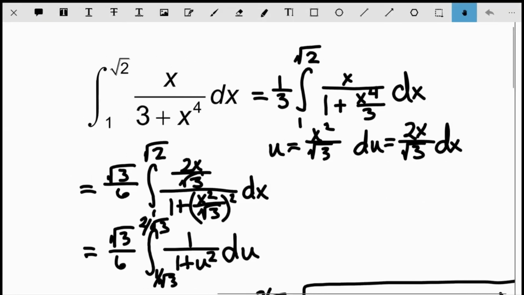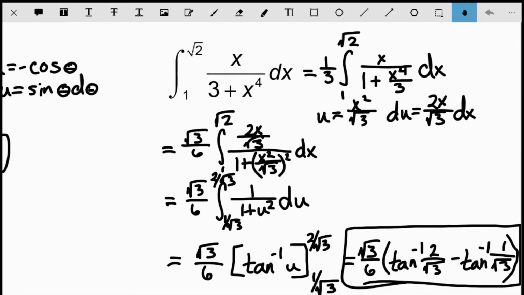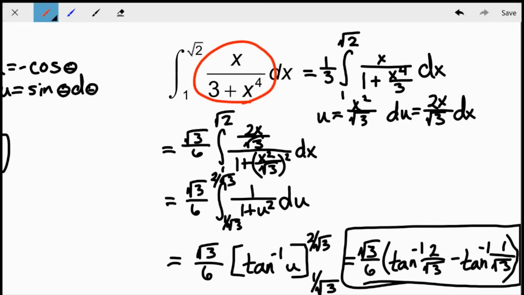And then the last one here, we've got x over 3 plus x to the 4th. Now this one's a little bit more difficult because we have to recognize that we're actually going to end up using an inverse tangent here, and you might not see this right away. But what I did was I factored out a 1/3. So when I looked at this, I recognized that this looks a little bit like an inverse tangent.